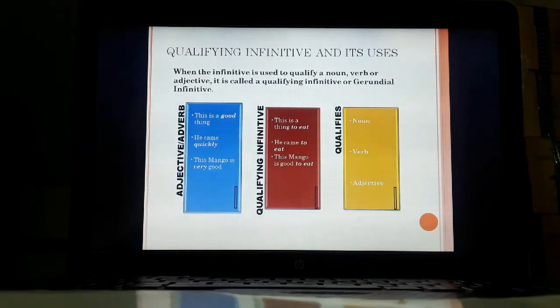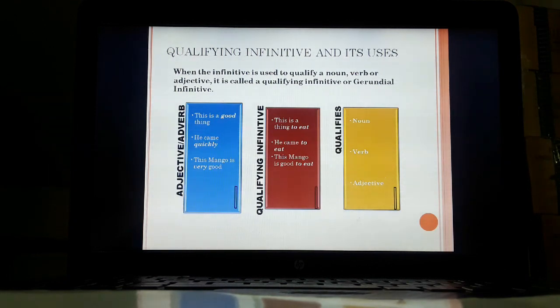Then next, let us learn what is a qualifying infinitive and its uses. Now when the infinitive is used to qualify a noun, a verb or an adjective, it is called a qualifying infinitive or gerundial infinitive.